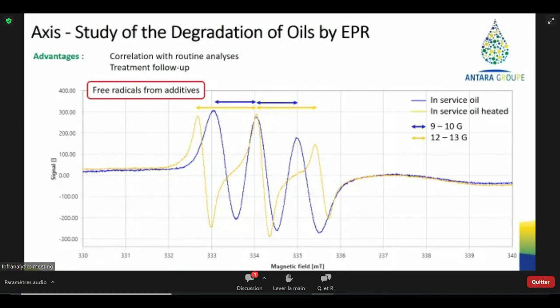And you can go on as well, because you can keep taking samples to do EPR analysis and see how long this treatment is working, and if at one stage you need to adjust your treatment.